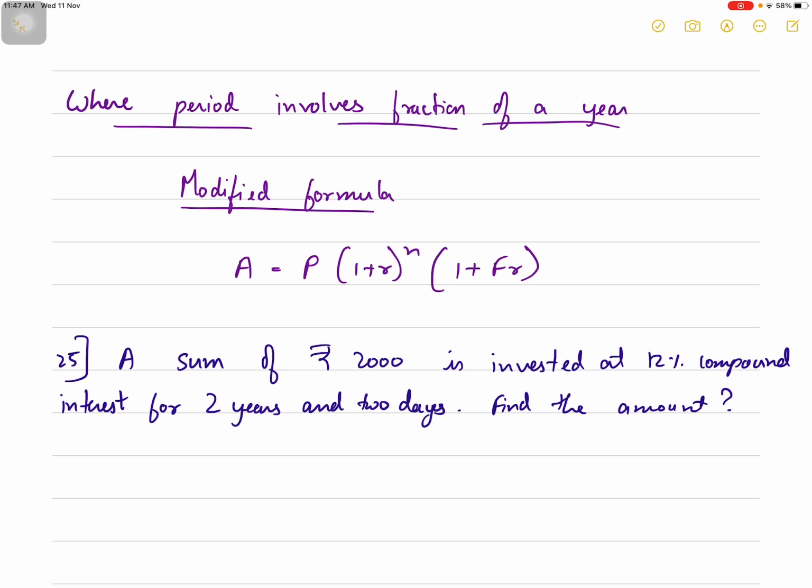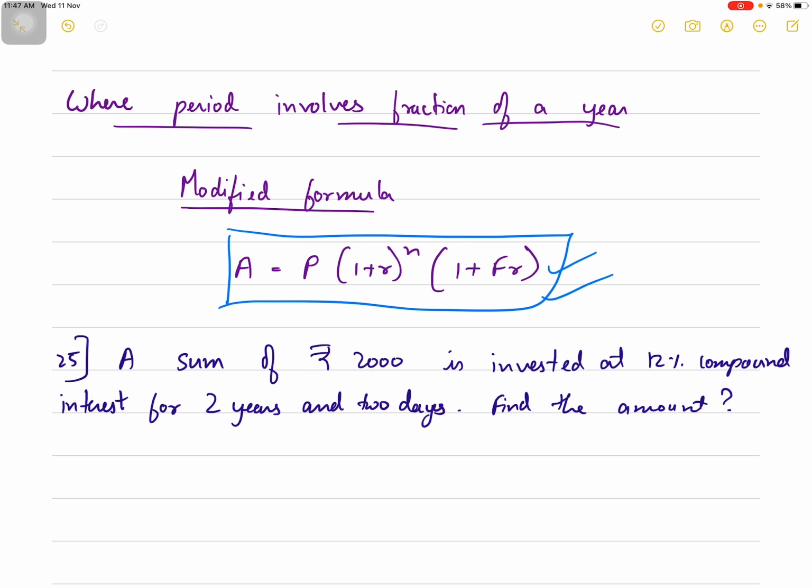Okay, now there's a modified formula. The formula is A is equal to P into (1 plus R) raised to N, and (1 plus FR). Now this formula is considered when there is a fraction of a year involved. That means if money is deposited for, suppose, 1 year 6 months or 7 years 6 months and 2 days, then what you are supposed to do, how you are supposed to calculate, we'll be learning that. So this is the formula.